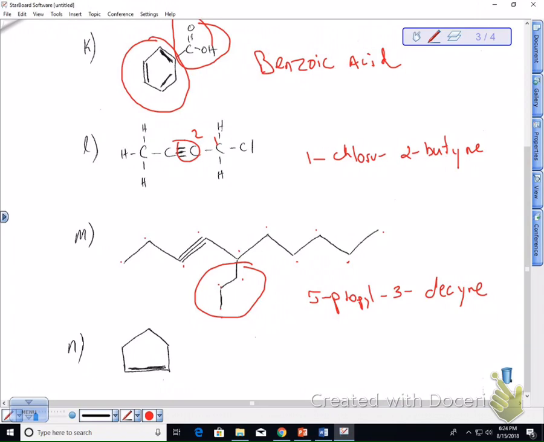All right, you try N. Just hit pause and see what you can get out of that. Now that you've had time, I hope you put down cyclopentene because of the double bond.